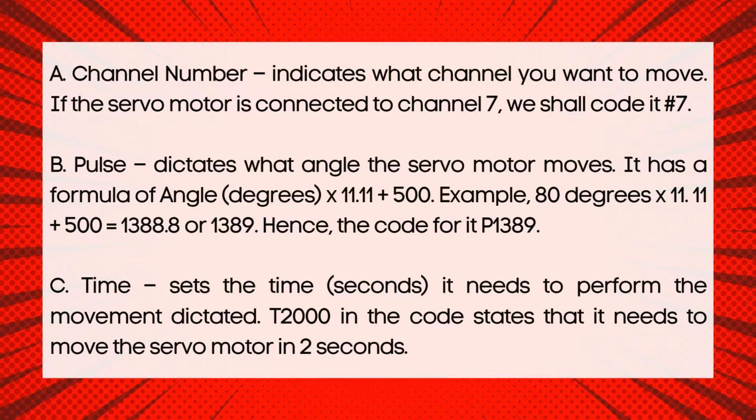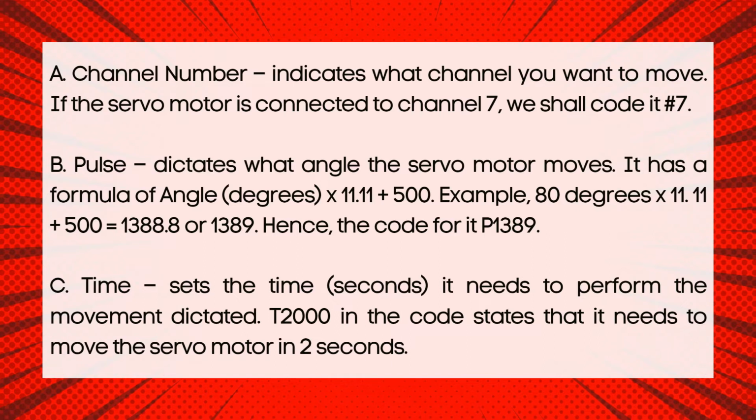So let's have an example. Example, 80 degrees times 11.11 plus 500 is equal to 1,388.8 or 1,389. Hence, the code for it is P1389. So we will round off to the nearest whole number. So that is 1389.